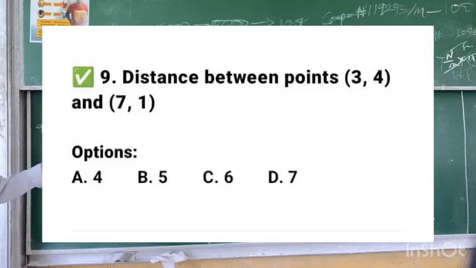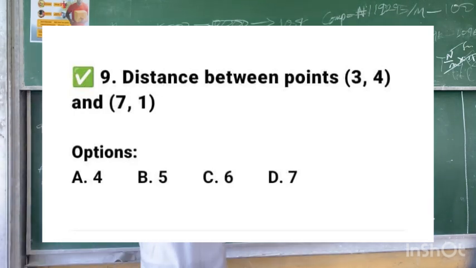The distance between points 3, 4 and 7, 1. What is the distance between these points? Option A, 4. Option B, 5. Option C, 6. And option D, 7. The distance between these points.